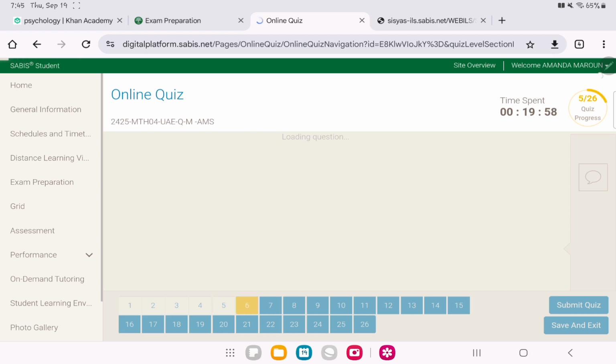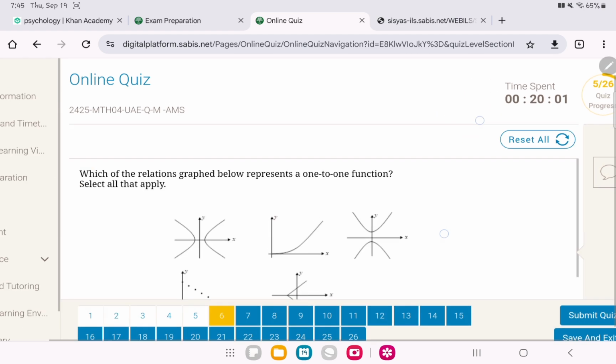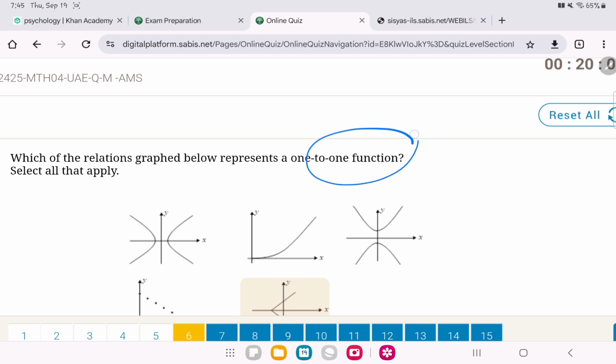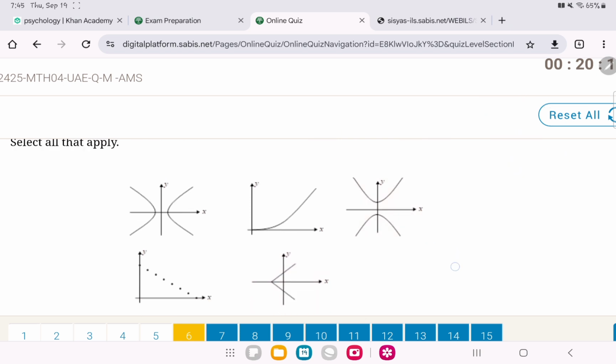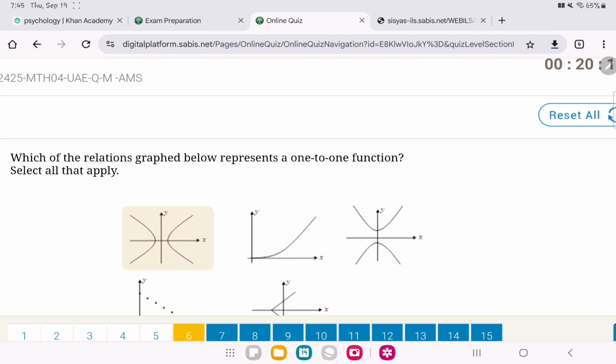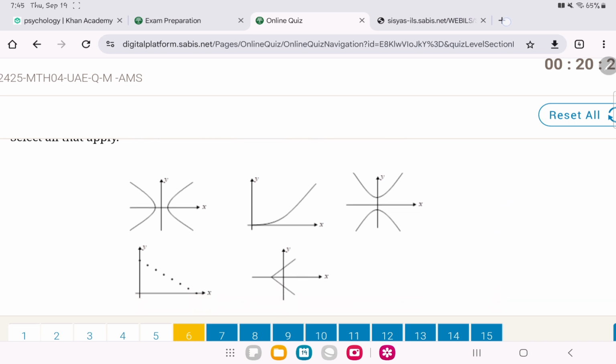Question number 6. Which of the following are one-to-one functions? We said whenever we have one-to-one functions, we need to do the horizontal line test. But before that, this question is important. Why? Because some of them are not functions. So before we see if it's a one-to-one function, we have to check if it is a function first. How do we check if it's a function? We do the vertical line test. So first we will check if it is a function before we check if it's a one-to-one function.